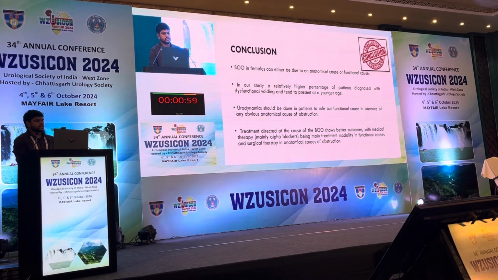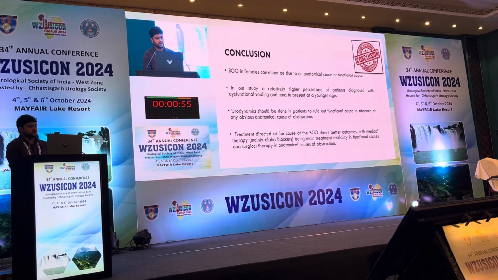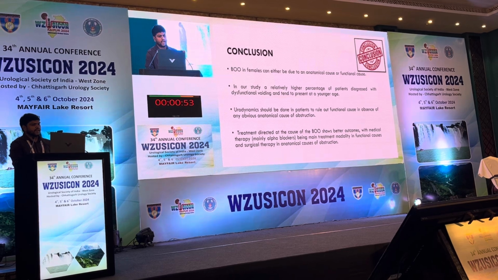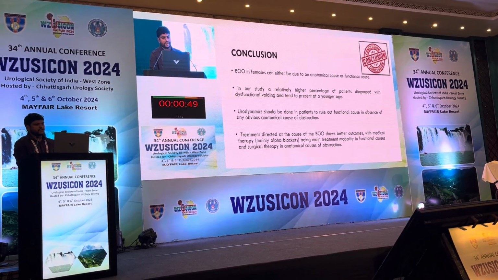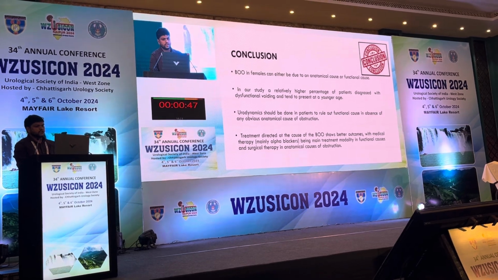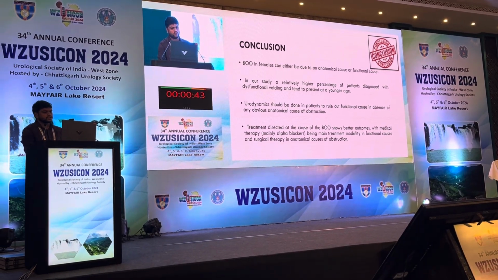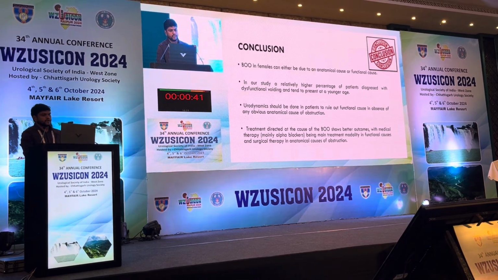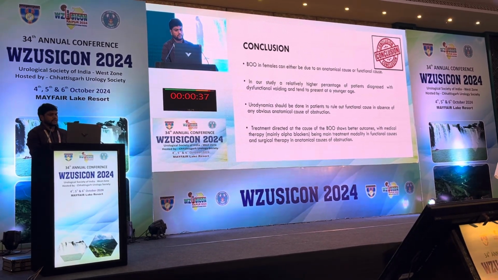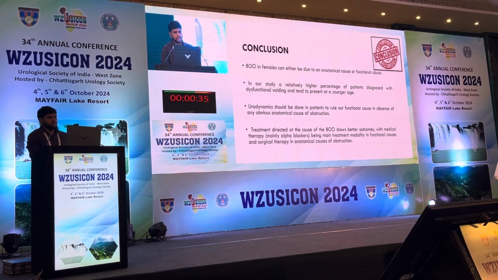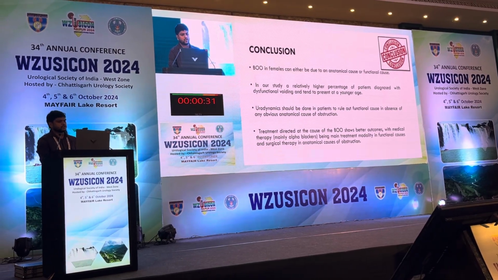So for a conclusion, bladder outlet obstruction in the female can either be an anatomical cause or a functional cause. In our study, a relatively higher percentage of patients were diagnosed with dysfunctional voiding and tend to present at a younger age. Urodynamics should be done in a patient to rule out a functional cause in the absence of any obvious anatomical cause of obstruction. Treatment directed at the cause of obstruction shows better outcome, with medical therapy, mainly alpha blocker, being the main treatment modality for functional causes, and surgical therapy for anatomical causes of obstruction.